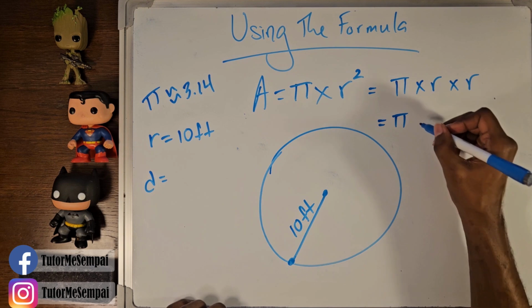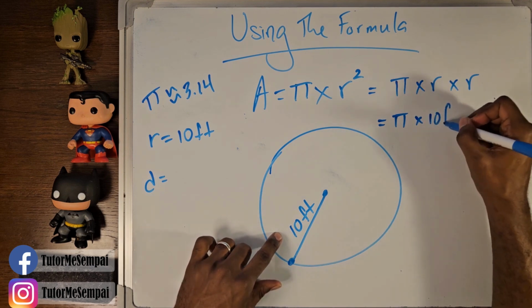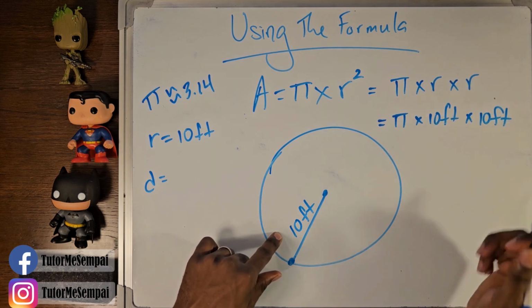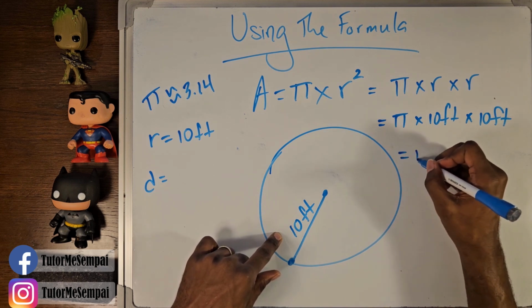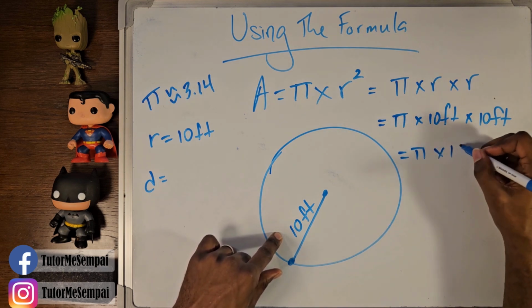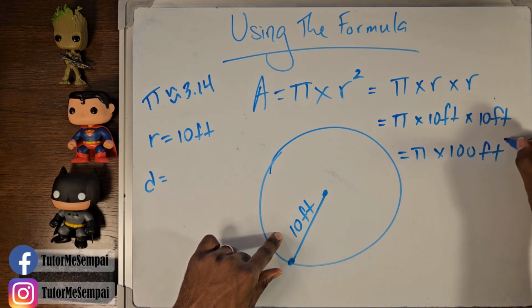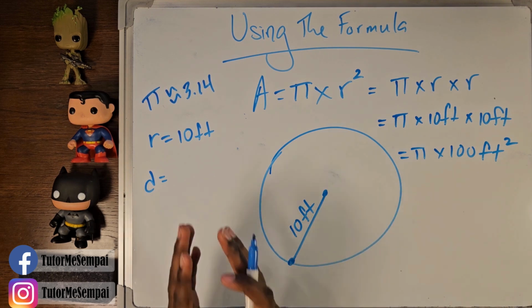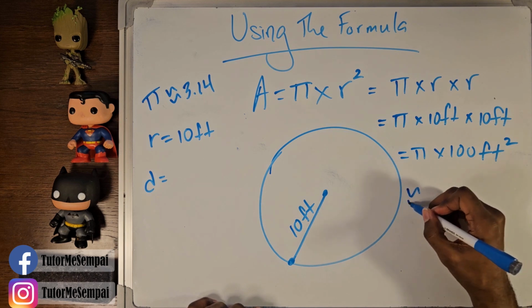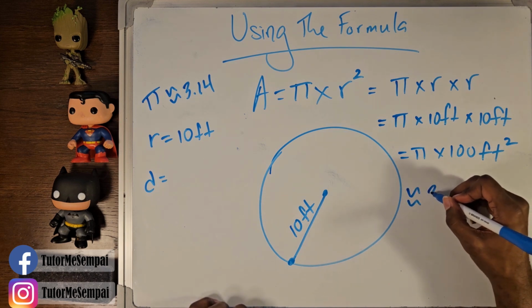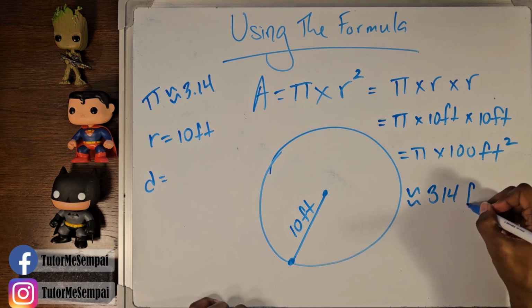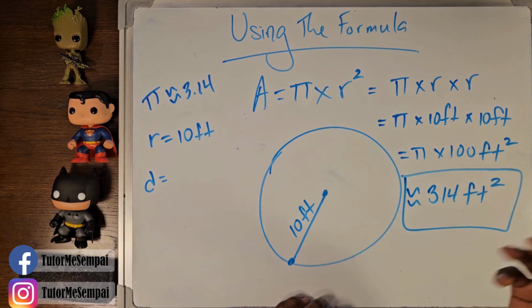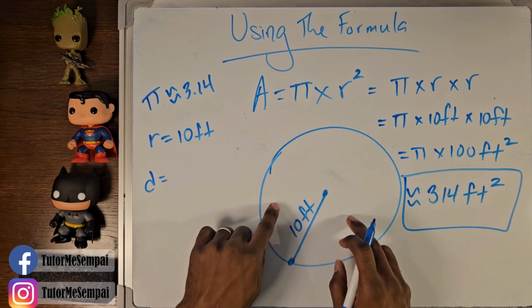We can plug everything in again. So there's going to be pi times 10 feet times 10 feet. Now what's 10 feet times 10 feet? Well, that's going to be pi times 100 feet squared. Remember, square units. Now, once again, that's the exact value, but if you plug it into your calculator, you can get a rounded value of 314 feet squared. This will be the area or the rounded approximate area of this circle.